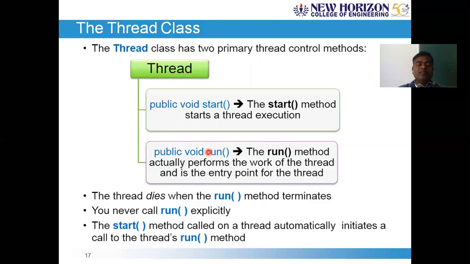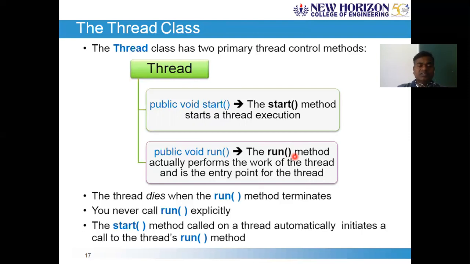For example, printing the numbers from 1 to 100. The for loop for printing the numbers from 1 to 100 should be a part of this run method. Or you can define some other method for printing the numbers from 1 to 100, and that method call should be made from inside the run method. It's very clear.